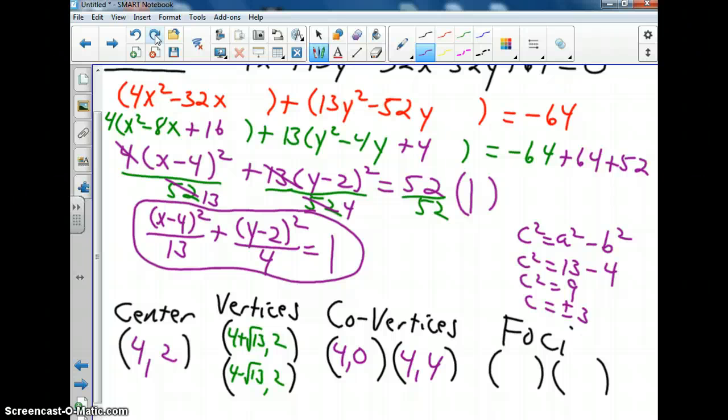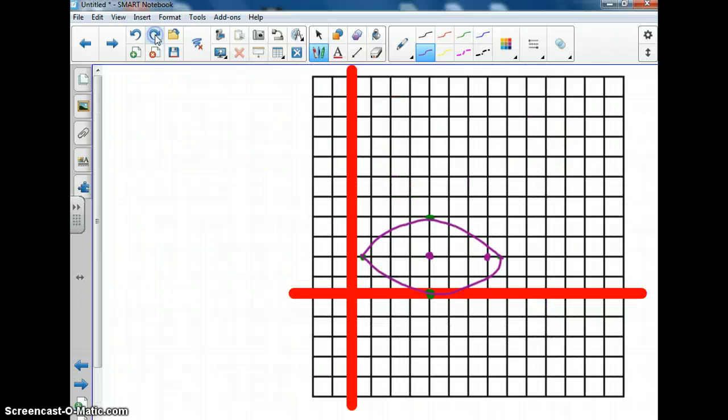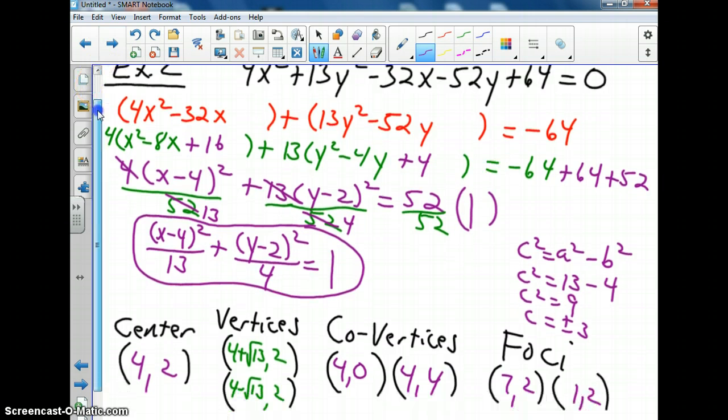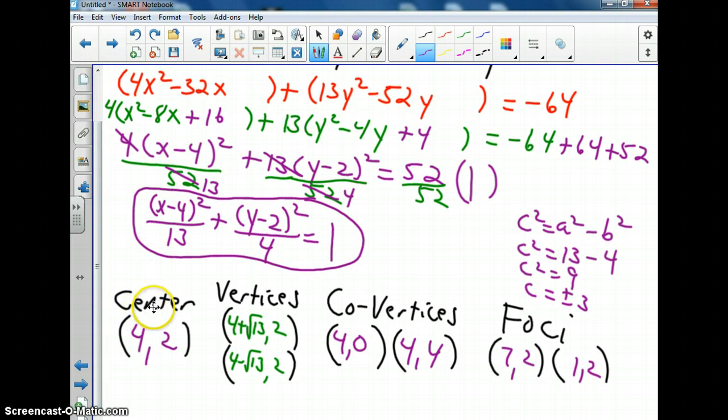So when you add 3 to the 4, you get 7, 2. When you subtract 3 from the 4, you get 1, 2. Those are the foci. And there you see me putting them on the graph right there. They're the foci. And here I'm going to put the little s there, and there's the center. Here are the 2 co-vertices. And here are the 2 vertices. So we all have to understand that. Then we'll go back, and now we're going to write those down. 7, 2, and 1, 2. And let me pull this up a little bit. 7, 2, and 1, 2. Okay, and then we got it.